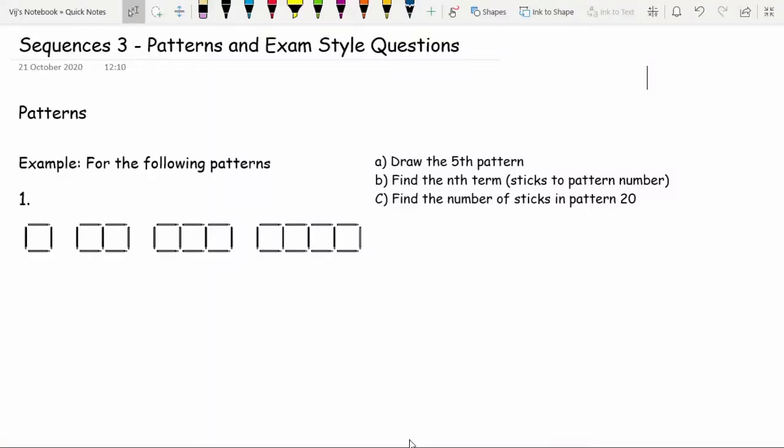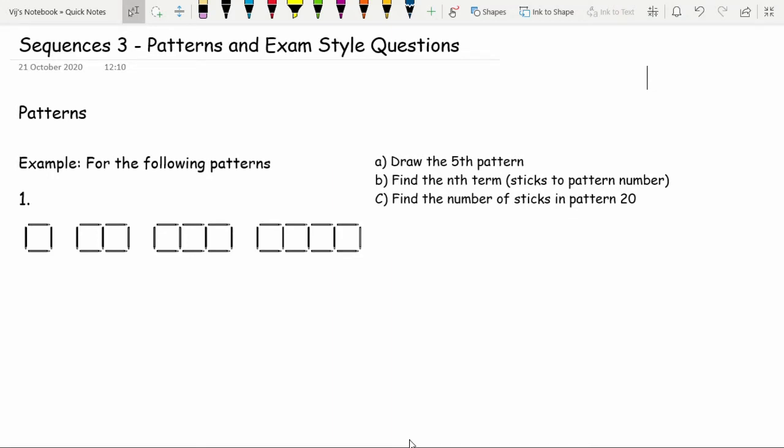This video continues from linear sequences and finding the nth term, so this is definitely a follow on. If you've not watched those videos, I'd recommend you watch those just to get an understanding of what the nth term is and how we substitute numbers into a formula. So this is kind of an extension following on from that, looking at patterns.